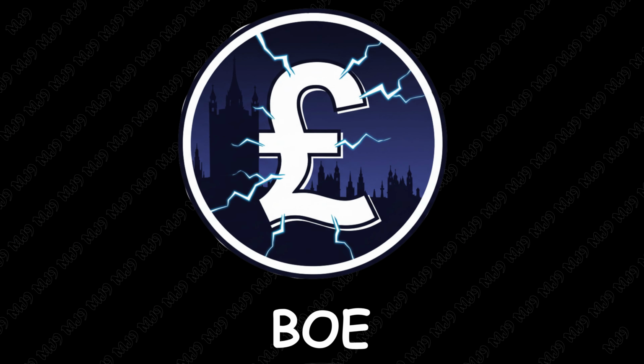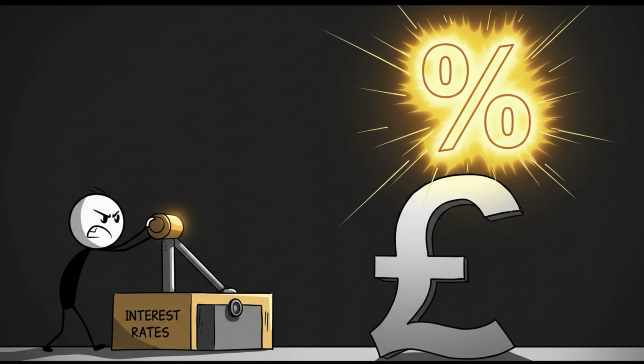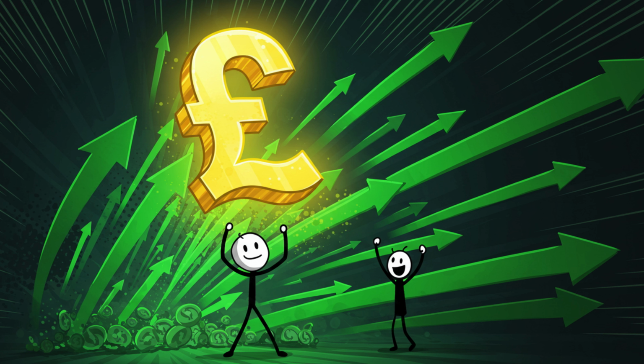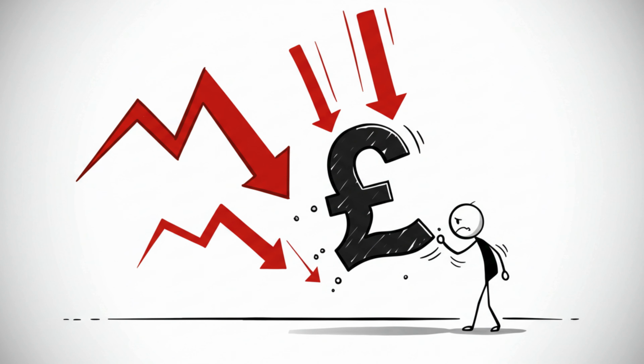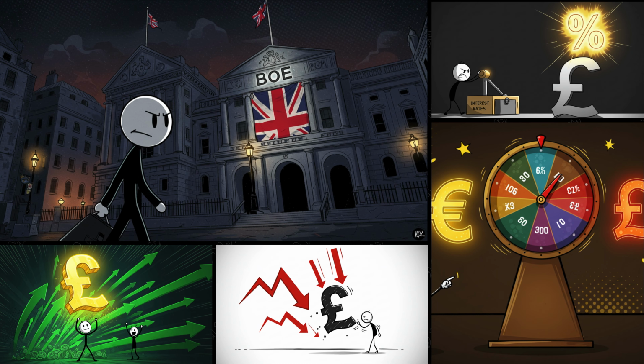BOE, Bank of England. BOE means Bank of England. It sets interest rates for the British pound. When BOE raises rates, the pound usually rises. When they cut rates, the pound usually falls. This is the same interest rate logic as the Fed or ECB.